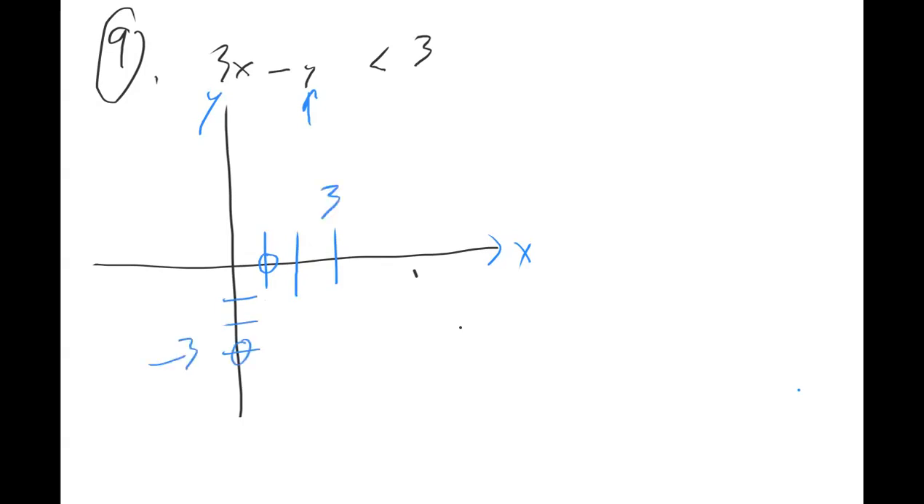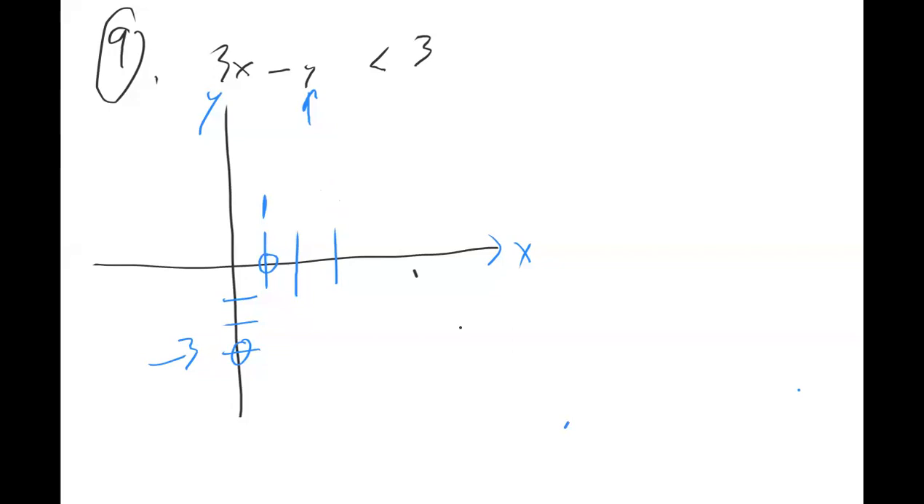The x-intercept is 3. The y-intercept is negative... No, I'm sorry. The x-intercept is not 3. The x-intercept is 1, because 3 times 1 is equal to 3. And then the y-intercept is negative 3, because negative times negative 3 is equal to 3.